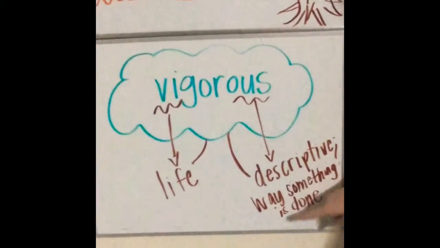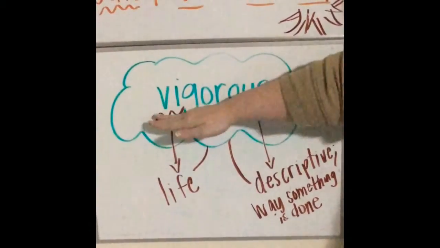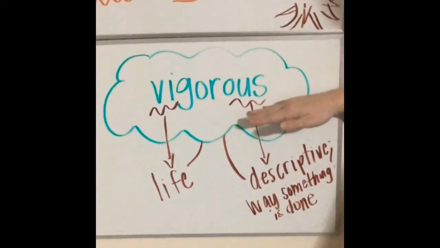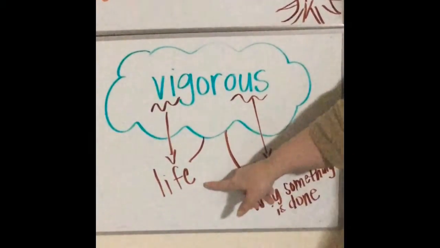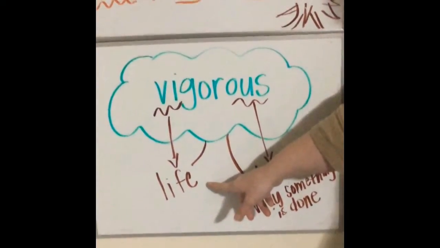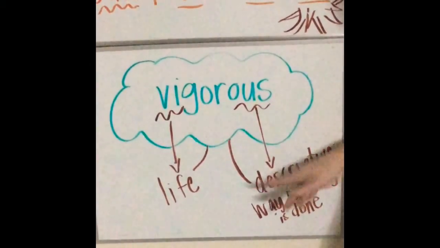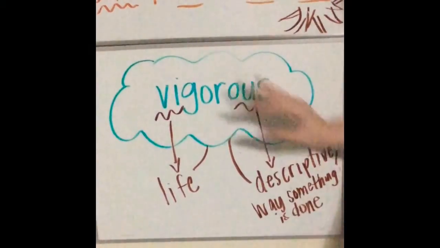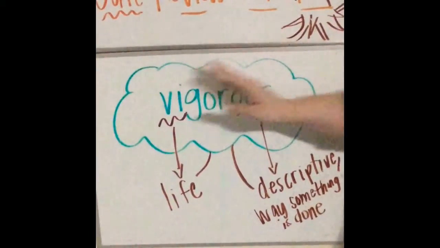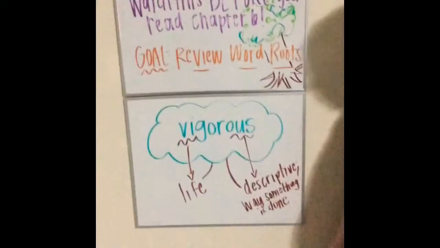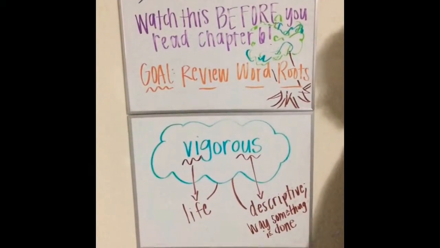Something is done with life. So I see the word vigorous, and without looking it up, I can determine that it means something is done with life or lively. Without looking this word up, I've done some basic math. I've memorized these two things so that when I see this word, I can put those things together and decode the meaning of that word. I'm going to show you a couple more examples from this chapter.